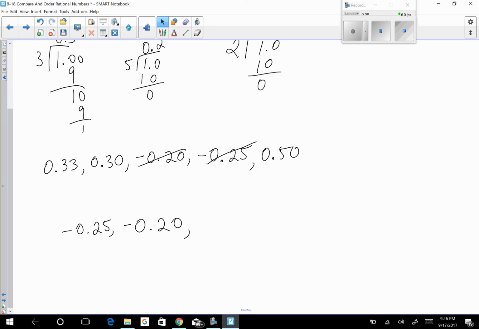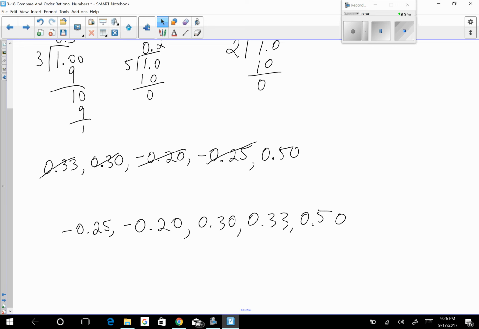Now we're going to go to the positives. So we're going to look here. We got 30, 33, and 50. Of these, 30 is the smallest, so 0.30 comes next. Cross it off the list. Then you got 33 versus 50. Who's smaller? 33, so 0.33. And then finally, we have 0.50. Now we have ordered these, but guess what? This is not our final answer.